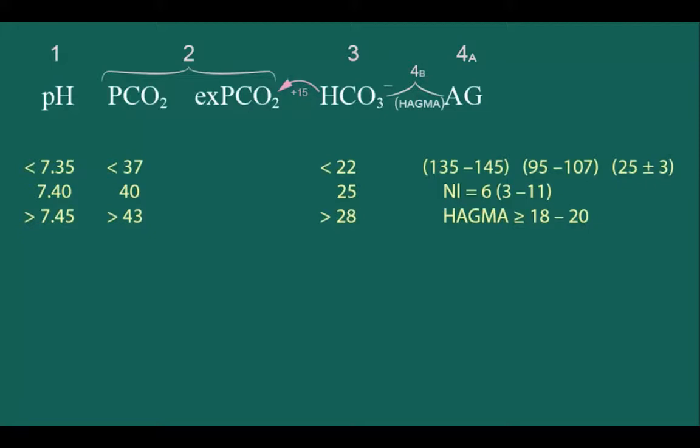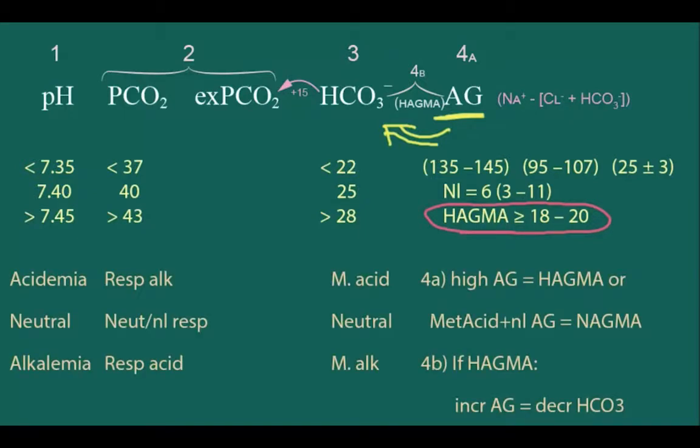There's 2 kind of stages to anion gap, 4A and 4B we'll call it. 4A is where you just do the anion gap, sodium minus the sum of chloride plus bicarb. If it's above the 18 to 20 range, you have a high anion gap metabolic acidosis. If it's normal, you have a normal anion gap metabolic acidosis. Simple as that. High anion gap metabolic acidosis is further looked into.